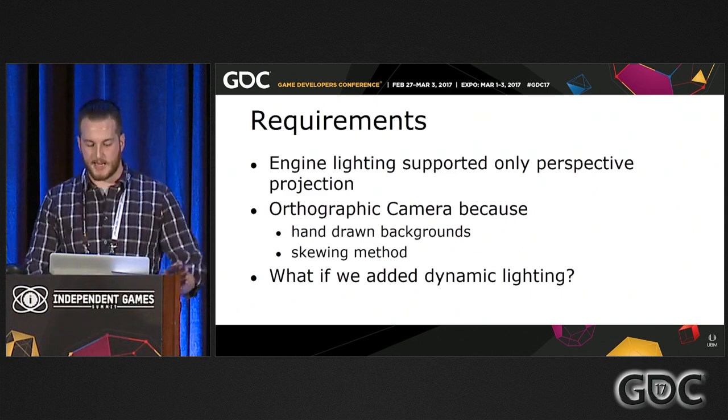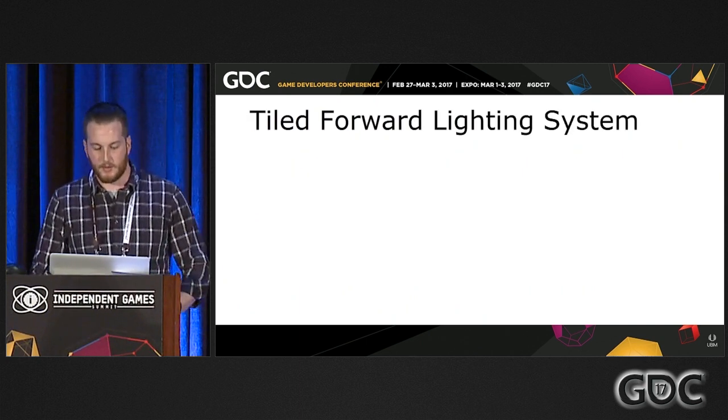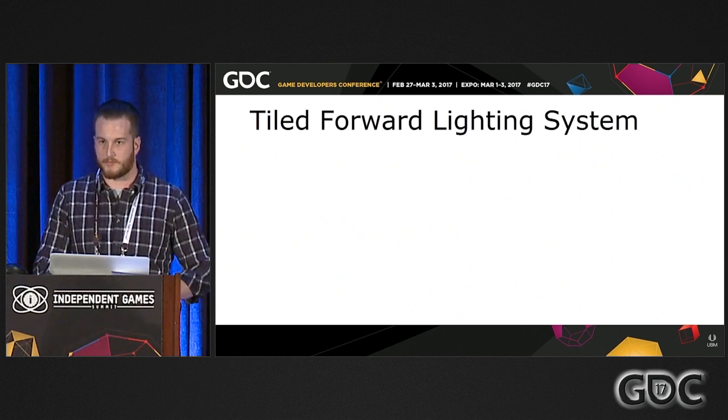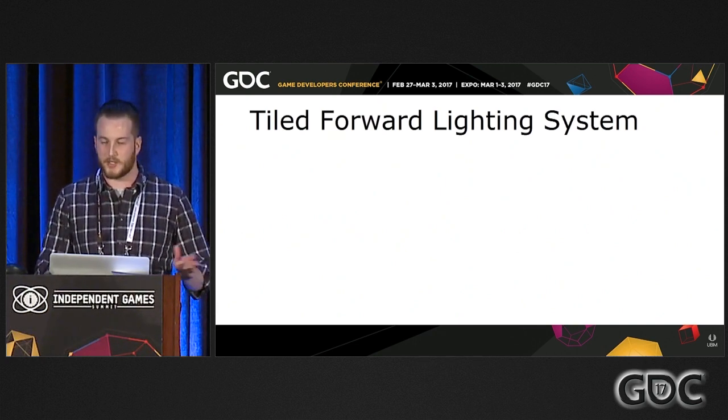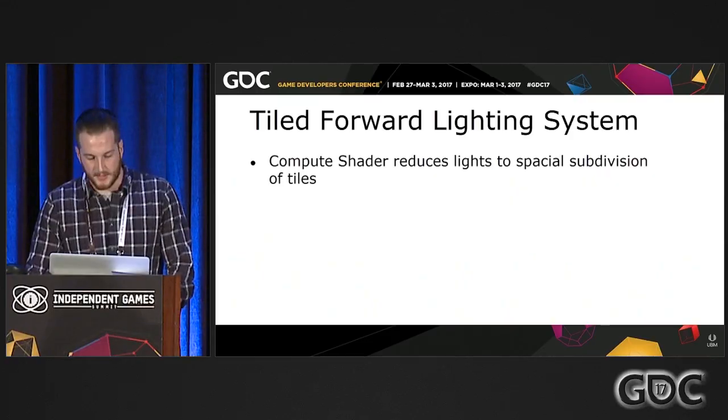So what if we added dynamic lighting to the game? We started with a deferred lighting system and implemented that whole thing. We found it to be pretty good, but it was really slow on Xbox because it's really hard to fit your render targets into your ESRAM. So we decided to try and create a tiled forward lighting system that would leverage the power of the Xbox.